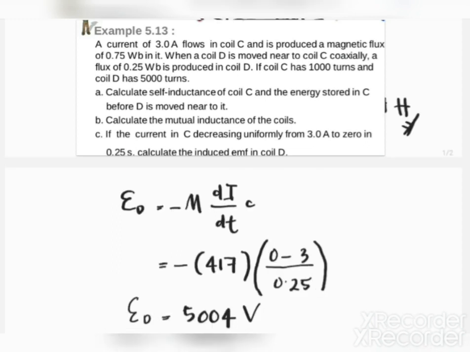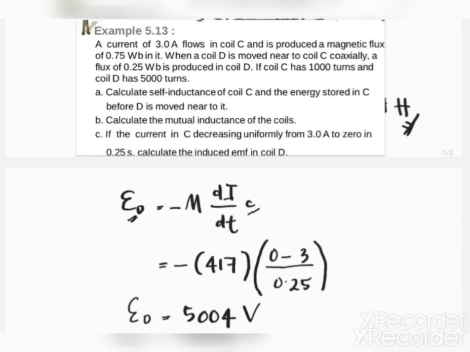For question C, if the current in C decreases uniformly from 3 ampere to 0 in 0.25 second, calculate the induced EMF in coil D. For mutual inductance, we have one formula that refers to the induced EMF, which is based on the definition of mutual inductance: the ratio of induced EMF in a coil to the rate of change of current in another coil. So when we calculate the induced EMF in D, we have to refer to the change of current in the other coil, which is coil C.